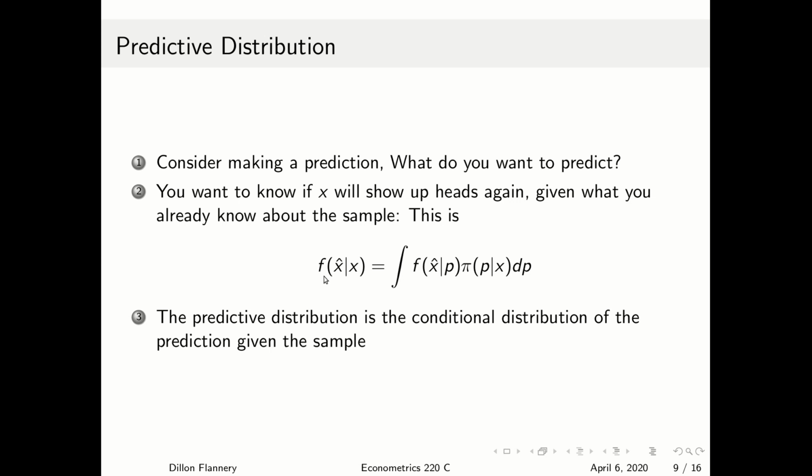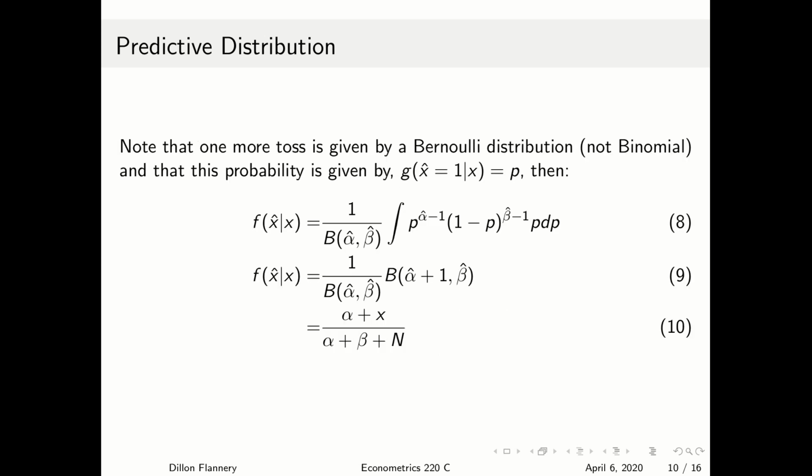The predictive distribution of the out of sample x based on the in sample x. That's what we're after, and that's what the predictive distribution is. And that's what point 3 here says: the predictive distribution is the conditional distribution of the prediction given the sample. Okay, so let's do that integral.